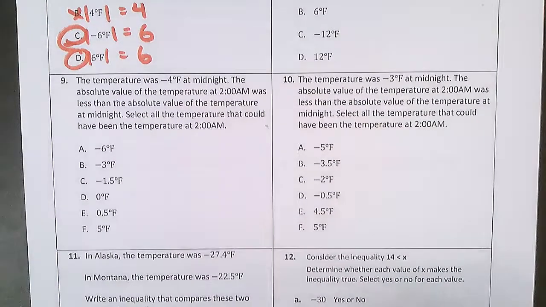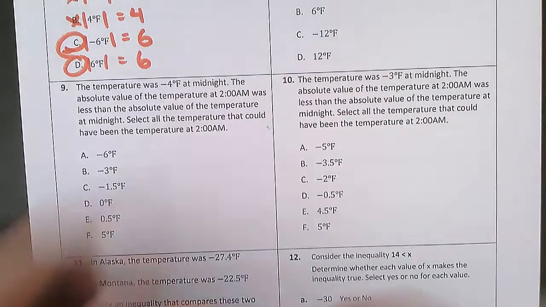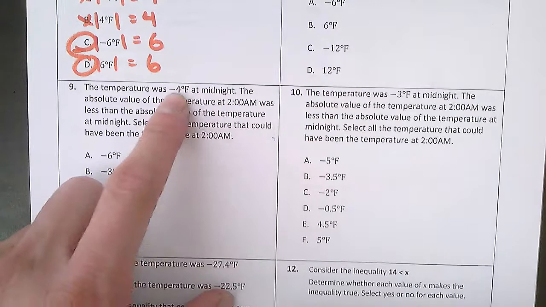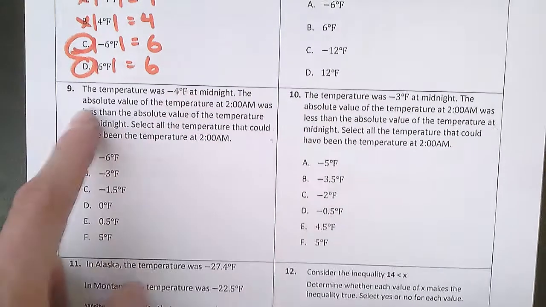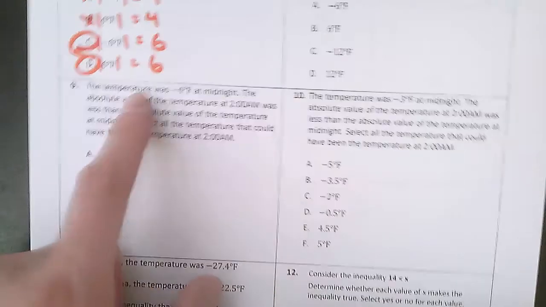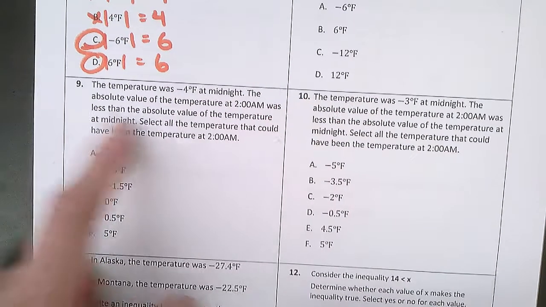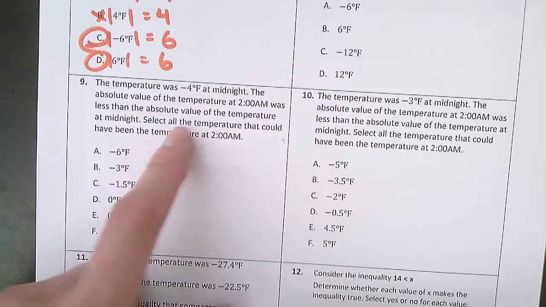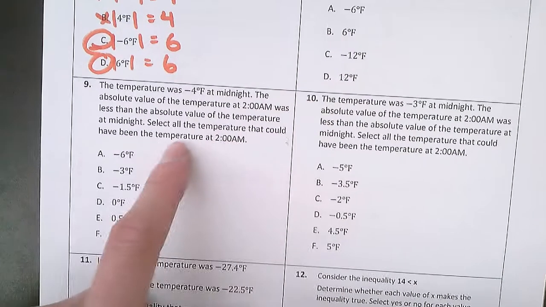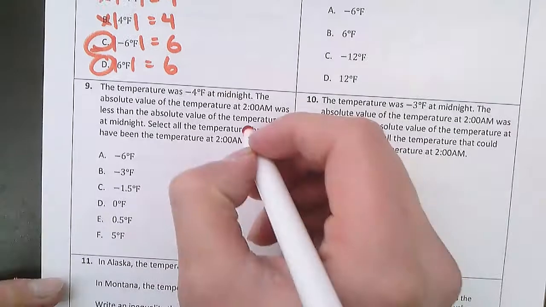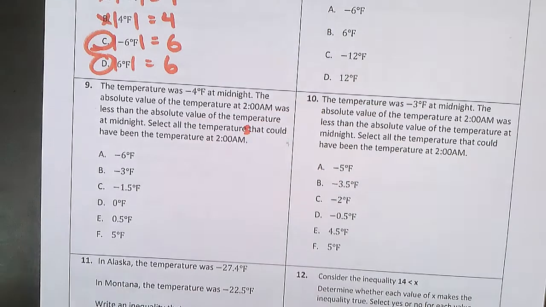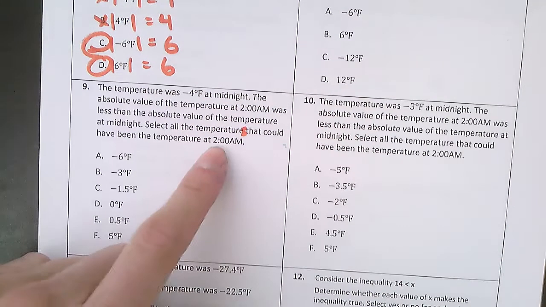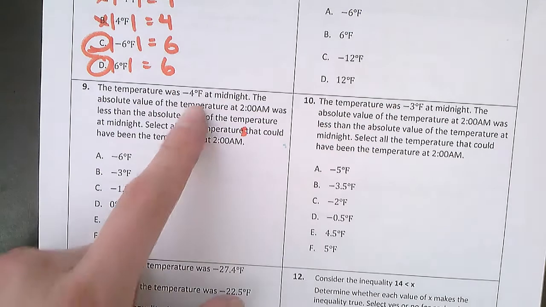Okay, now I'm going to look at number 9. The temperature was negative 4 degrees Fahrenheit at midnight. The absolute value of the temperature at 2 a.m., so 2 hours later, was less than the absolute value of the temperature at midnight. Select all the temperatures that could have been the temperature at 2 a.m. Temperatures, typo. Okay. So what it's asking us for is at 2 a.m., the absolute value of that temperature was less than the absolute value of negative 4.